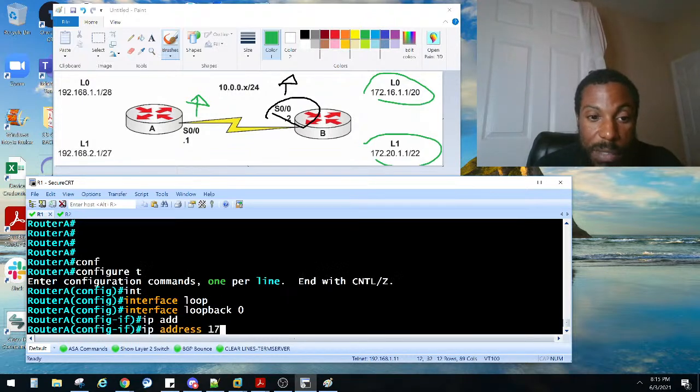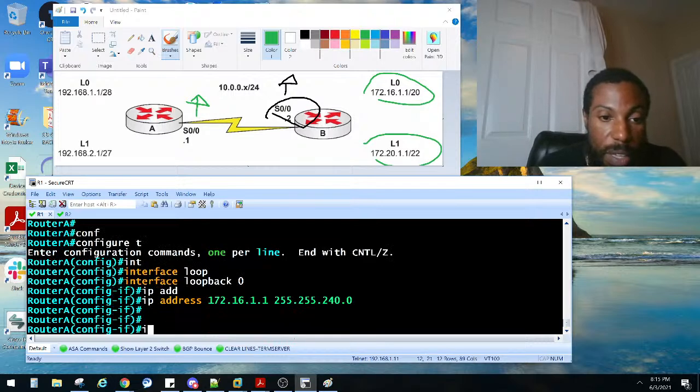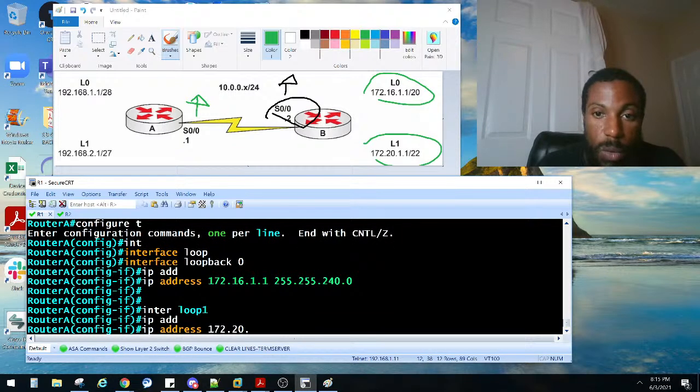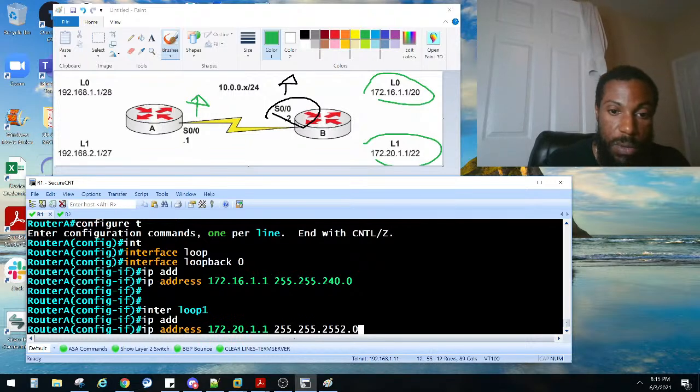IP address is 172.16.1.1/20, which is 255.255.240.0, right? Yes, I think it should be. Loopback 1's IP address is 172.20.1.1/22, which is 255.255.252.0.